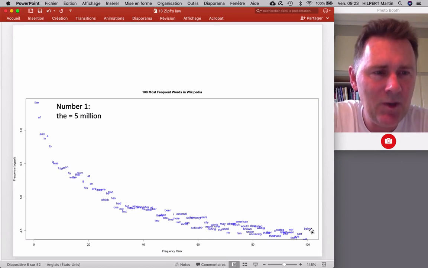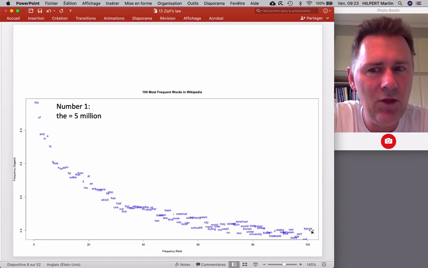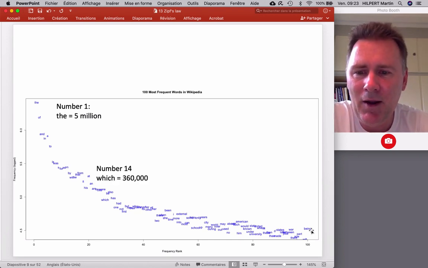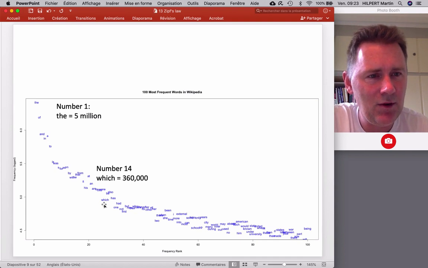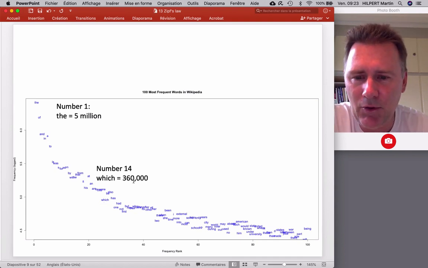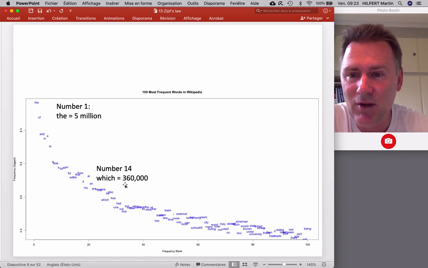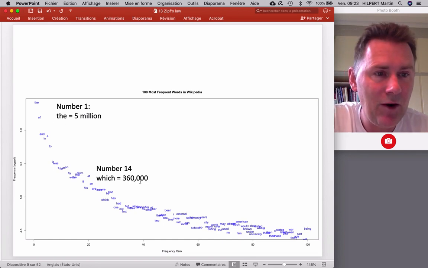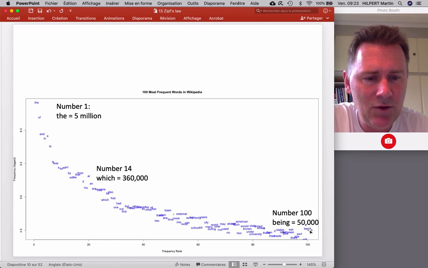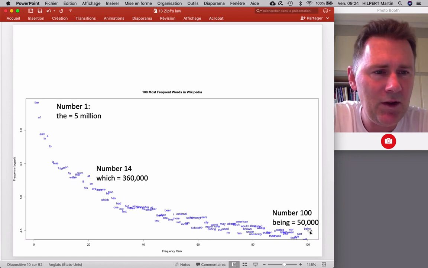The most frequent word in Wikipedia, in case you didn't know or didn't already guess this, is the word the, okay? And in the Wikipedia corpus, it occurs 5 million times. So yeah, that's a very frequent word. Here we have the word which is rank number 14, and it occurs with 360,000 different tokens. Okay, so it's already much less frequent than the, but still very frequent. Now, if we look at number 100, that would be the word being, and being occurs 50,000 times in the Wikipedia corpus. Okay, why am I showing you these three frequencies?